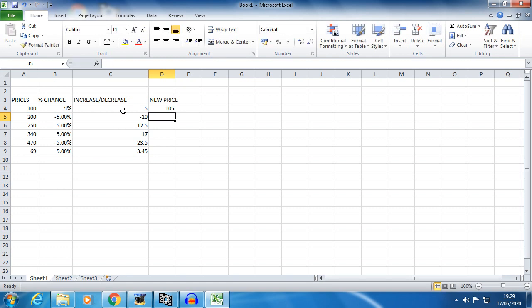We get an answer 105. This is going to be a 5 plus this. So 200 plus minus 10. It's not the same as 200 plus 10. That would be 210. Because it has a minus, it does the opposite. 190. Cool. Okay, and all those other answers there. So you can see on this 471, we minused to 23.5, and we ended up with 446 instead of 470.